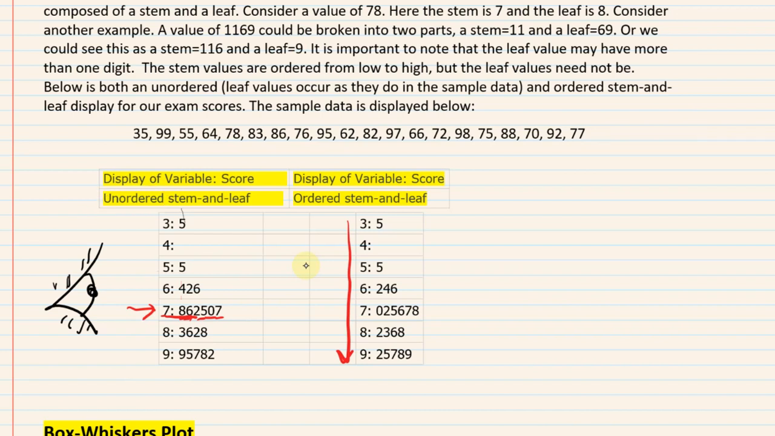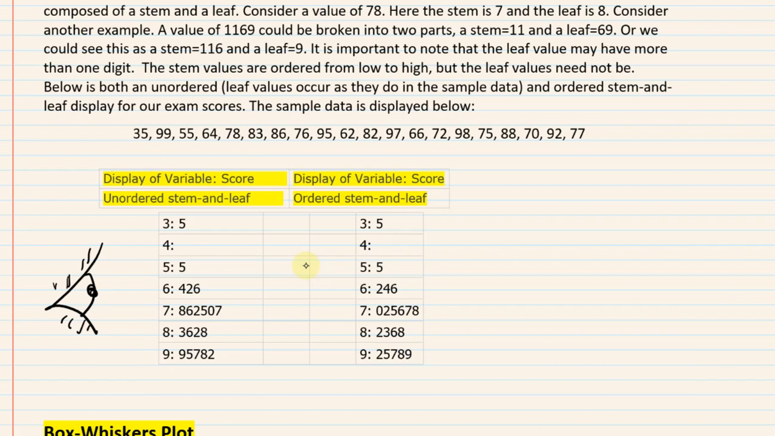Now we can actually turn it into an ordered stem and leaf. Now the softwares do the ordered. That's just the default for the softwares. They do the ordered version. Both of them, by the way, whether they're ordered or unordered, give you the same impression of the distribution. Right? Both of them look like this. You see that?